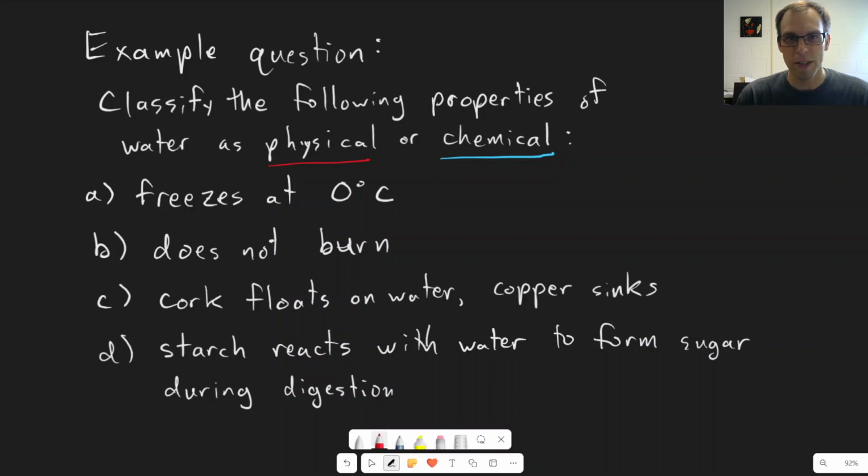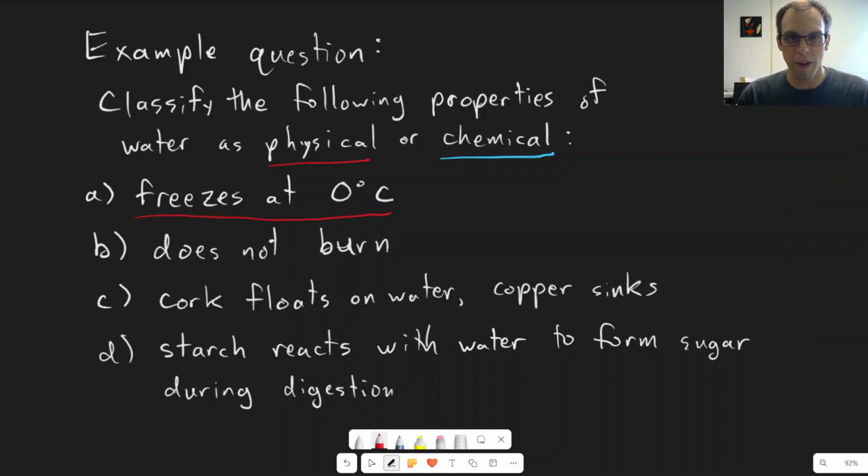So if we're thinking about freezing, the water turns into ice, so it is undergoing some transition, but when it's ice, it's still water. It's still H2O. It hasn't undergone a change into another type of substance. So a freezing point, freezing at 0 degrees Celsius, is an example of a physical property.